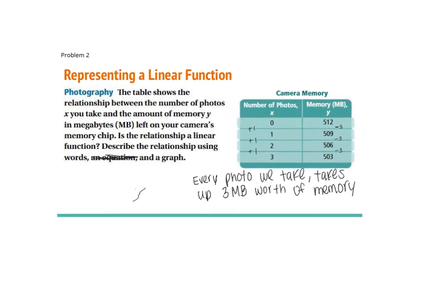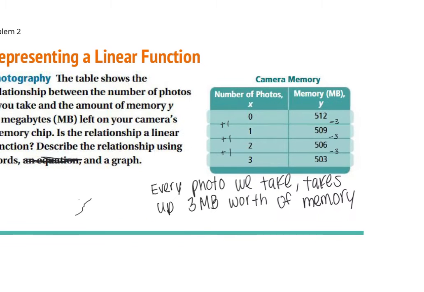Okay, and then we also want to describe it using a graph. So we got to go to the next page and then let's graph. Our x-axis is the number of photos, y-axis is the memory. So for the number of photos, we have 0, we have 1, we have 2, and we have 3. So we only have 4 values that are close to each other. Y column starts at 512 and it goes all the way down to 503.